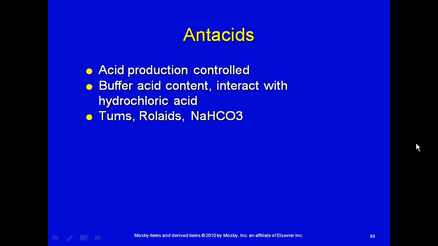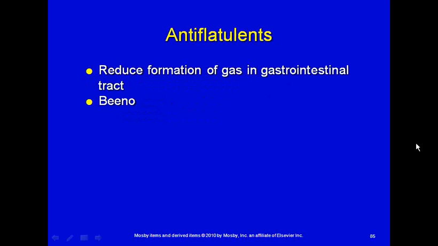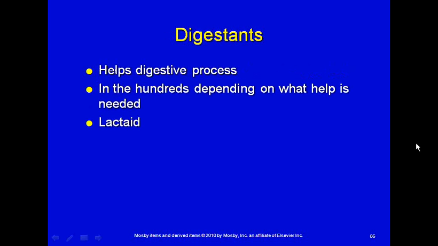Drugs affecting the GI tract, we're going to look at antacids, and of course antacids help you control the production of acid. They help you buffer the acid that you have in your stomach, the hydrochloric acid. They include things like Tums and Rolaids and just plain old baking soda, sodium bicarbonate. Antiflatulents reduce the formation of gas in the GI tract, and they include things like Beano. Taking those before you eat something that normally is flatulent would prevent gas from forming.